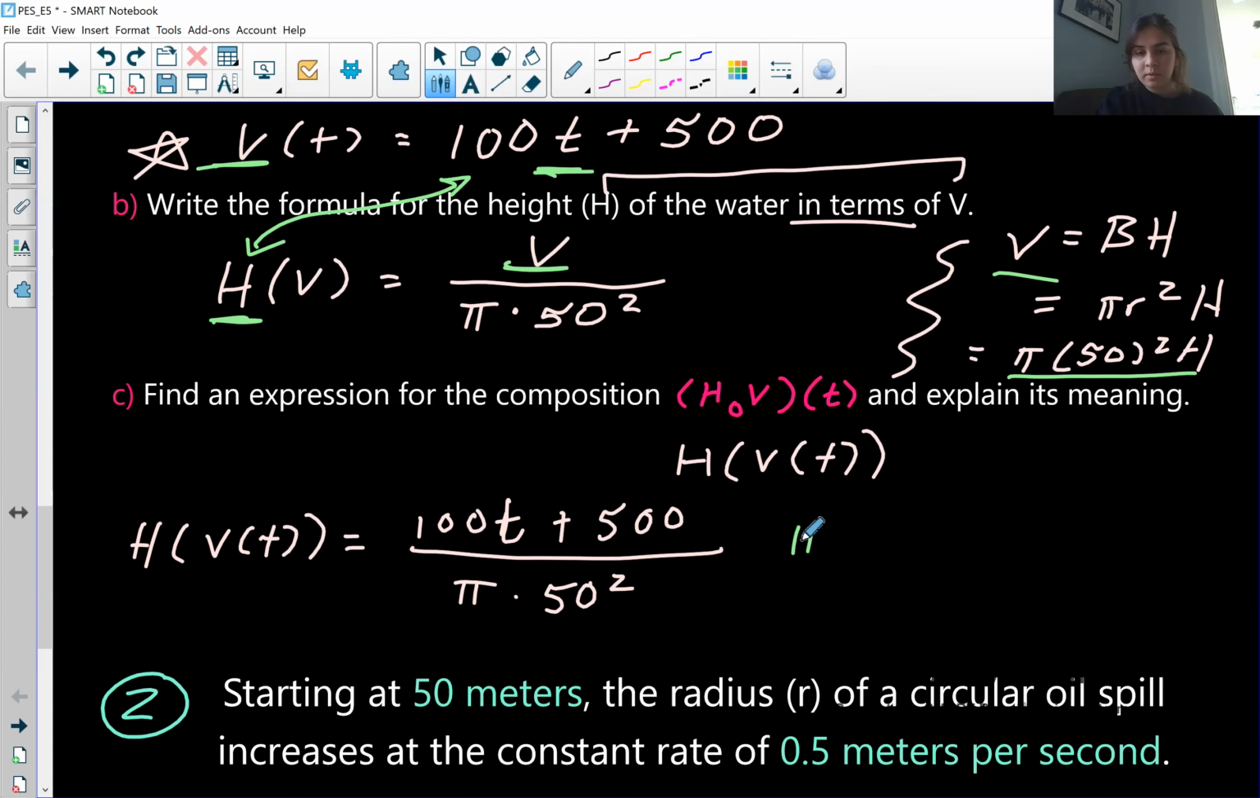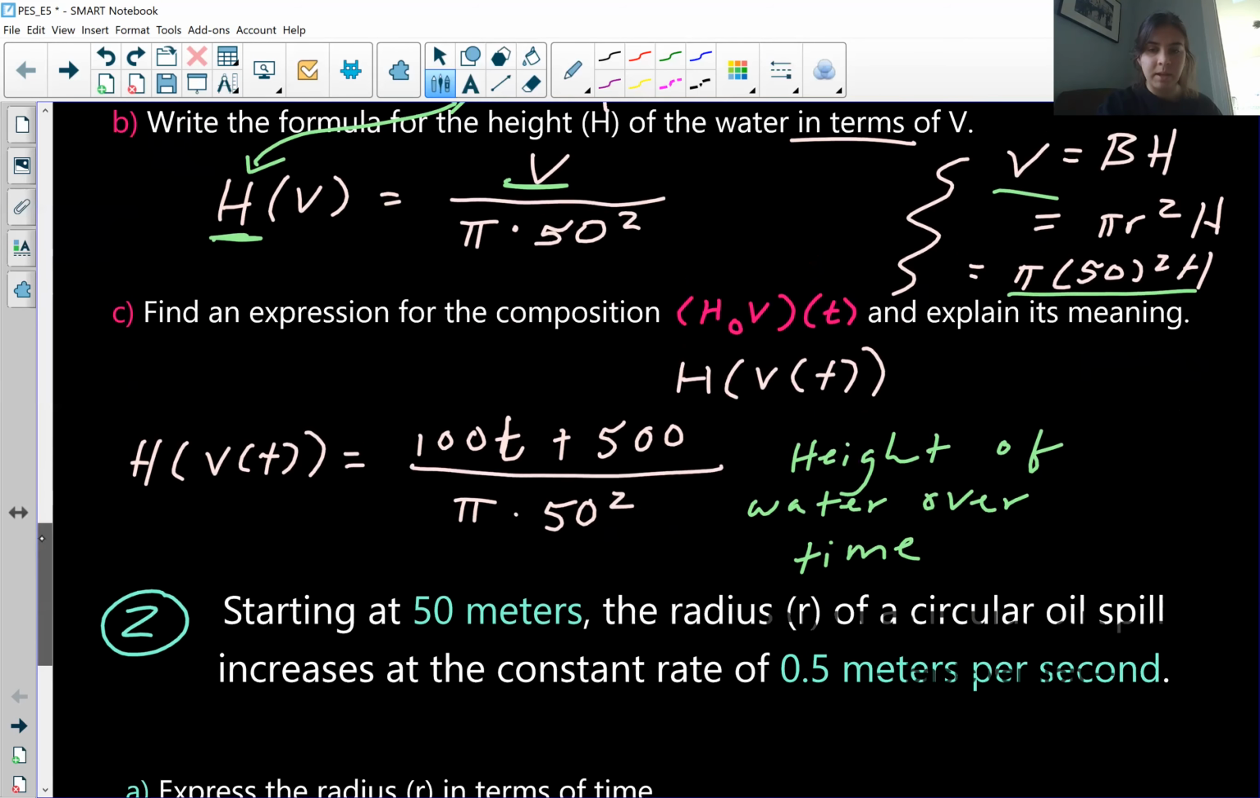So if you're more visual, height of water over time. I have the watermark getting in the way. Yeah, height of water over time. And that took longer than I thought it would, so I'm going to do the second question in the next video.